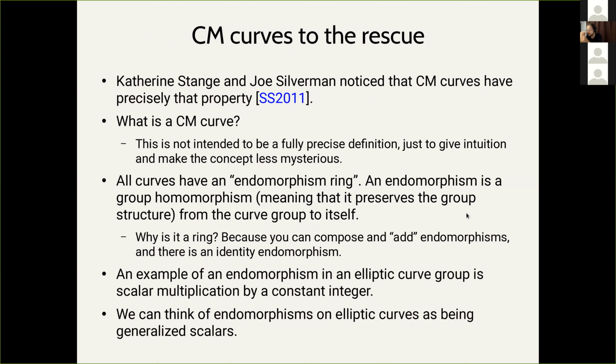Okay, so it turns out that CM curves, so curves with complex multiplication, have exactly this property. And the case where there are 6 possible orders is just the case of the equation that I just gave, y squared equals x cubed plus b. So I'm going to try to explain what complex multiplication is without using much heavy-duty number theory, just to make it less mysterious, and we'll see how well I do.